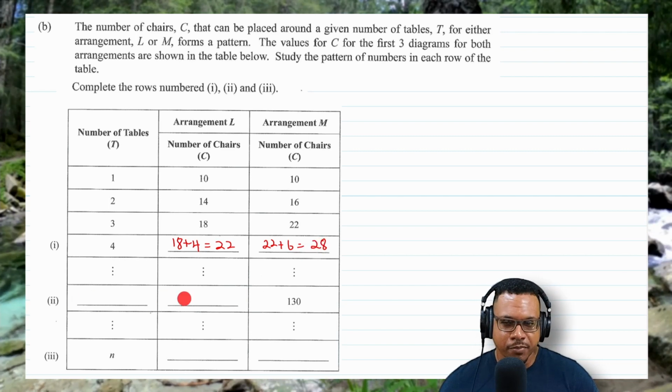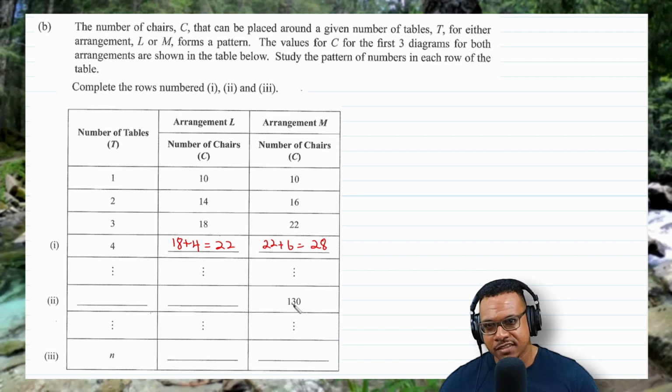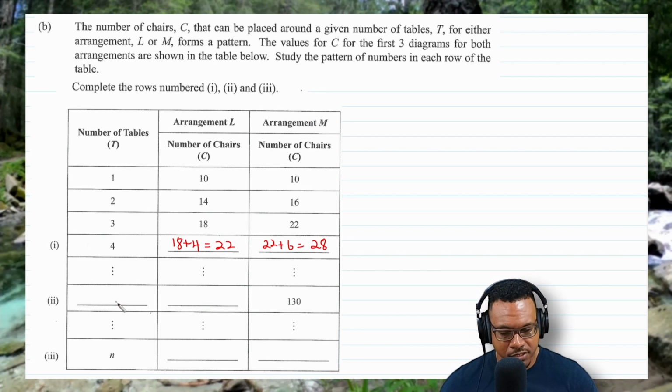Before I try to figure out part 2, where the number of chairs is 130 for arrangement M, and we have to figure out the number of chairs for arrangement L when arrangement M is 130, and of course the number of tables, I'd like to do part 3 first. There I'll get a general formula for the number of chairs for arrangement L, and a general formula for the number of chairs for arrangement M.